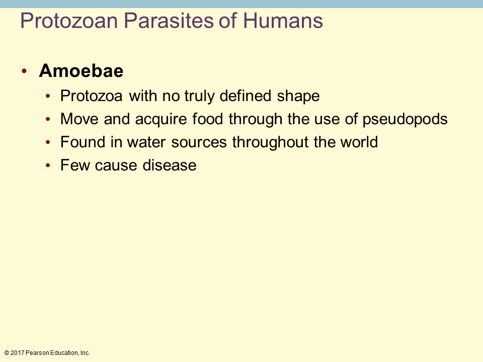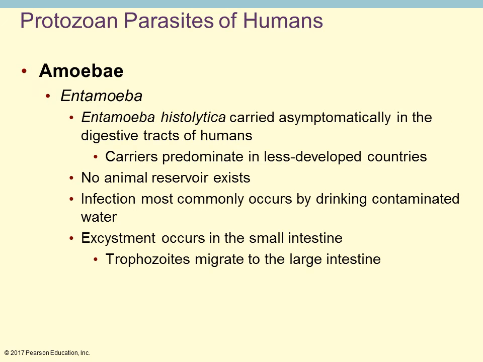Amoebas don't really have a definite shape to them. They move by using their pseudopods, the little extensions, and then the rest of the cytoplasm kind of flows towards it. They're found in water. Very few of them cause disease. One that can cause disease, typically seen in less developed countries, would be Entamoeba histolytica. Usually it causes infection because somebody has consumed contaminated water.